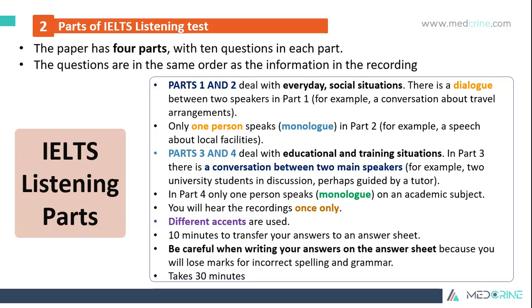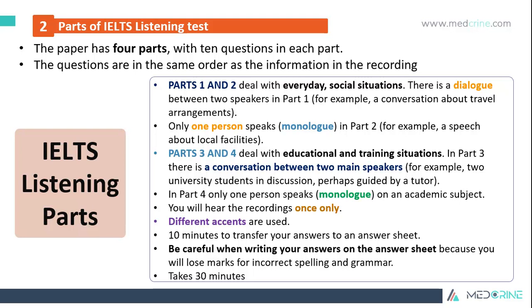In Part 3, there is a conversation between 2 main speakers, for example, 2 university students discussing a given assignment, perhaps being guided by a tutor. And in Part 4, there is only one person speaking, that is a monologue. And this person will be speaking on an academic subject, for example, a professor giving a lecture on ecology.